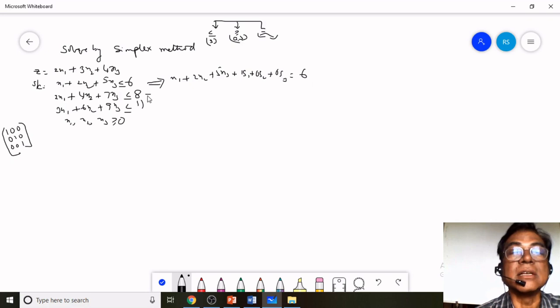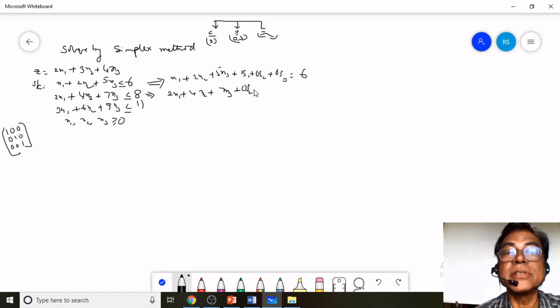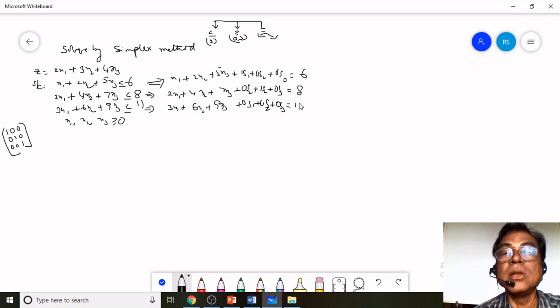Now the second equation. So how to convert the second equation? 2x1 plus 4x2 plus 7x3 plus 0 S1, because the 1 is in the second position, so that 1 S2 plus 0 S3 equal to 8. Now come to the third equation. How to convert the equation? 3x1 plus 6x2 plus 9x3 plus 0s1 plus 0s2 plus 0s3 equal to 11.